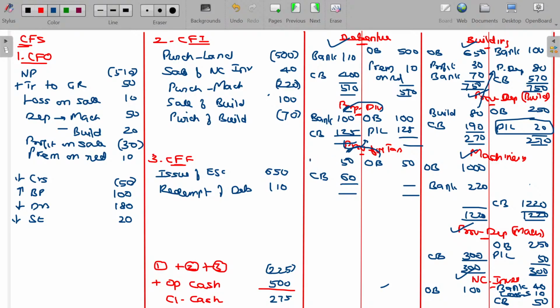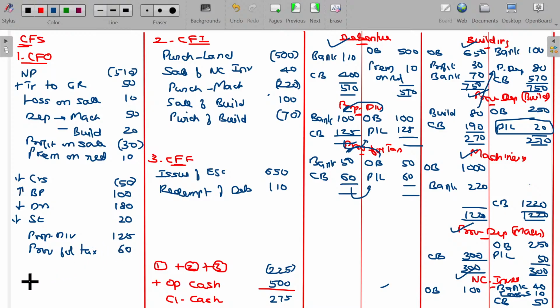Paid, created here. In P&L account, we have debited what? Proposed dividend, value being 100. Provision for taxation, value being 125. This is 125. This will be 60.